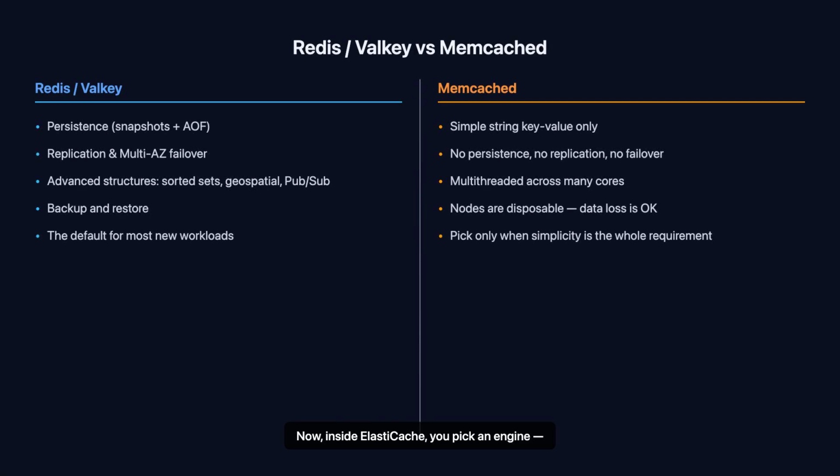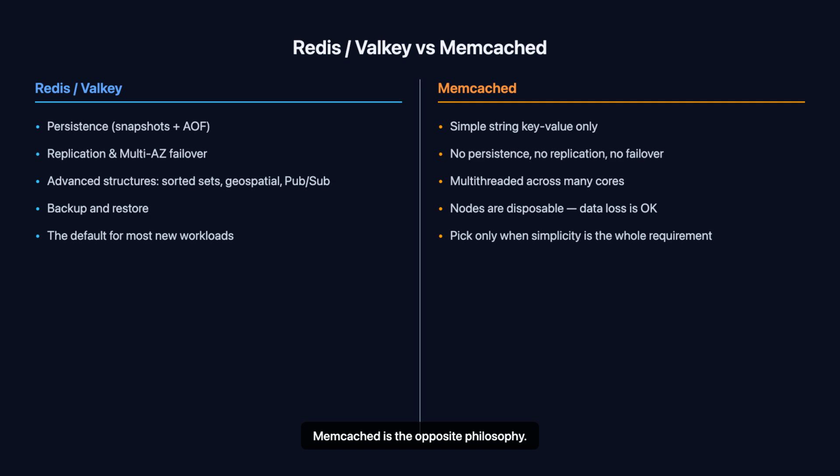Now, inside ElastiCache, you pick an engine, and this is a decision the exam loves. Redis and its open source fork Valkey give you the rich feature set: persistence to disk, replication with multi-AZ automatic failover, and advanced data structures like sorted sets for leaderboards and geospatial indexes. It also supports backup and restore, letting you snapshot and recover the cache. And it's the default for most new workloads.